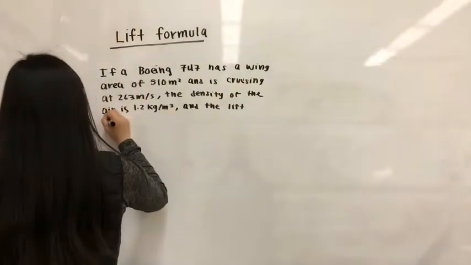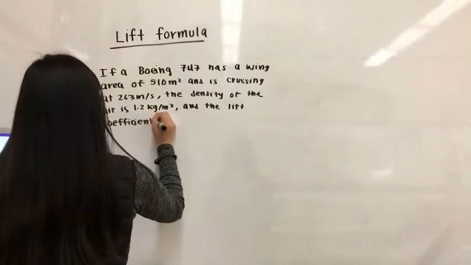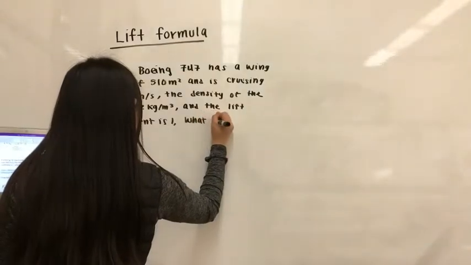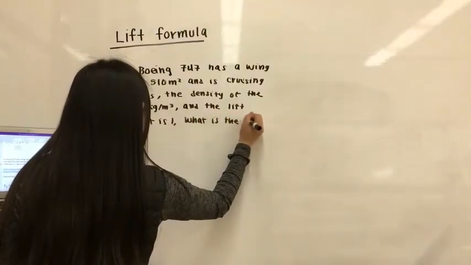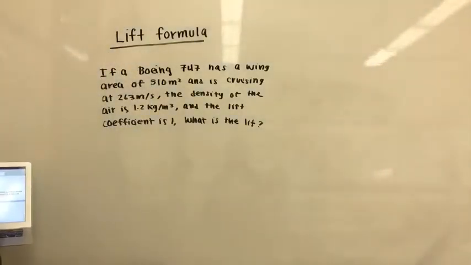If a Boeing 747 has a wing area of 510 meters squared and is cruising at 263 meters per second, and the density of air is 1.2 kilograms per meters cubed, and the lift coefficient is 1, what is the lift?